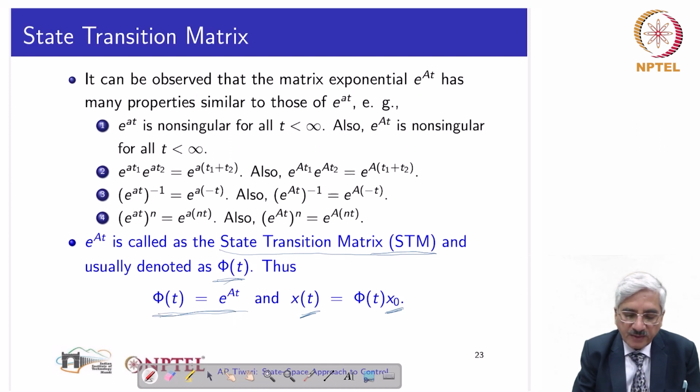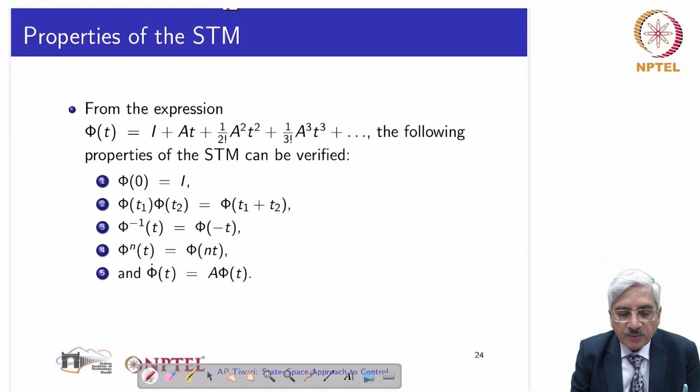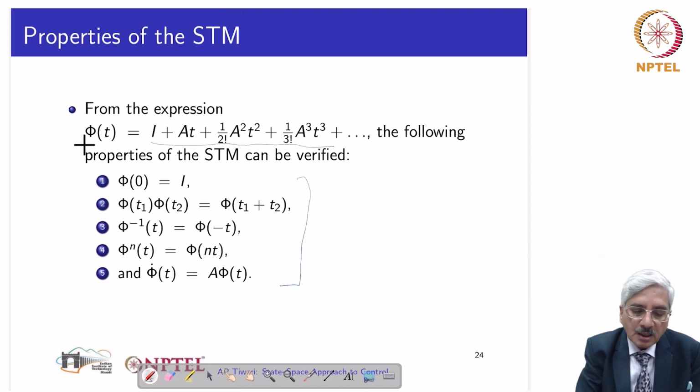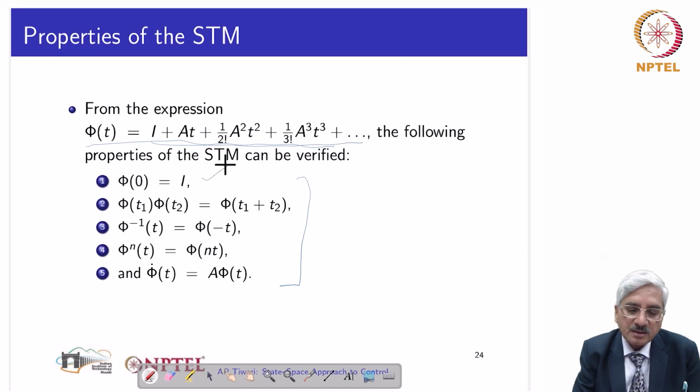So once we have phi t equal to e power At, the state at any arbitrary time t is expressed as phi t into x0. We see a few properties of phi t, and all these properties can be proved from this expression for phi t equal to e power At. It can be proved that phi 0 is the identity matrix I. If we substitute t equal to 0 everywhere, we are left with I.